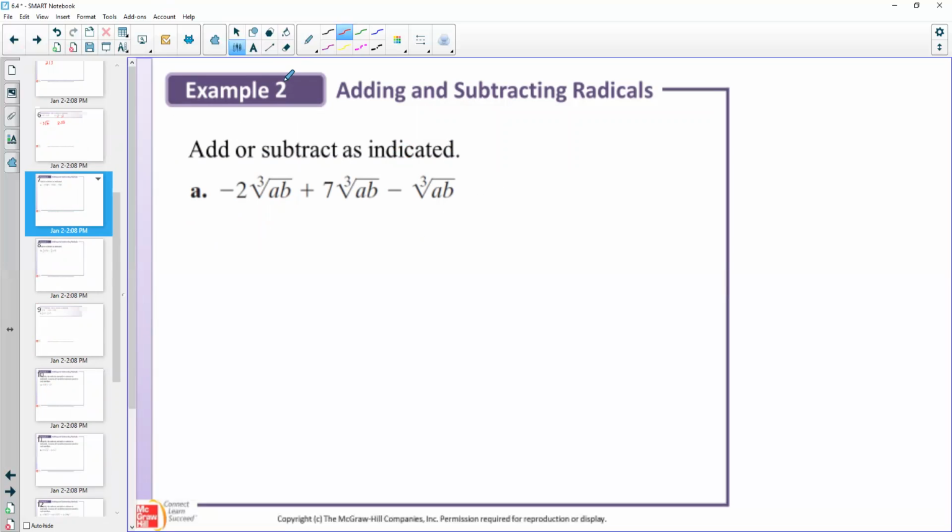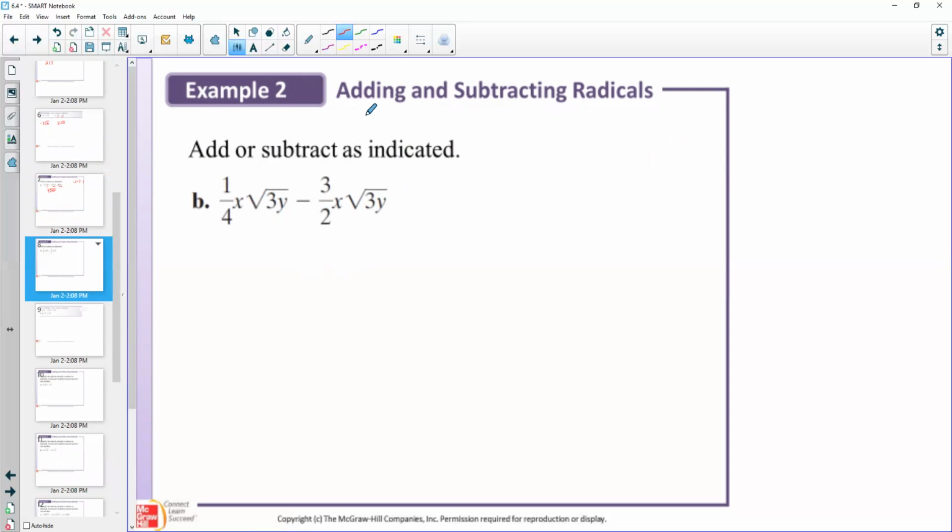All right, let's try something else. In this case, just take a minute and make sure everything matches first, right? This is the cube root of AB. So is the second one, so is the third one. I'm going to put my imaginary one there. It'll help my brain. So I have -2 cube root AB plus 7 cube roots of AB minus 1 cube root of AB. So really, I'm just thinking about the numbers: -2 plus 7 minus 1. Well, -2 plus 7 is 5. Minus 1 is 4. So what's left is I have 4 cube roots of AB.